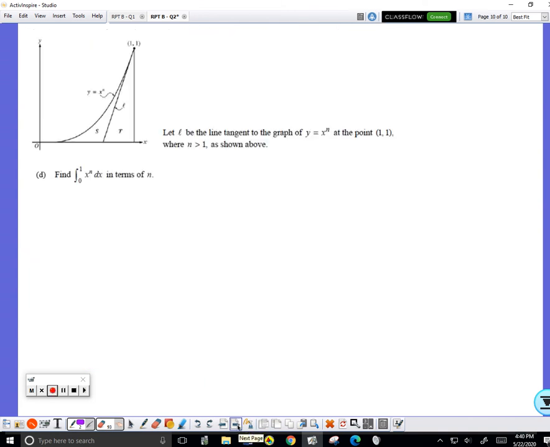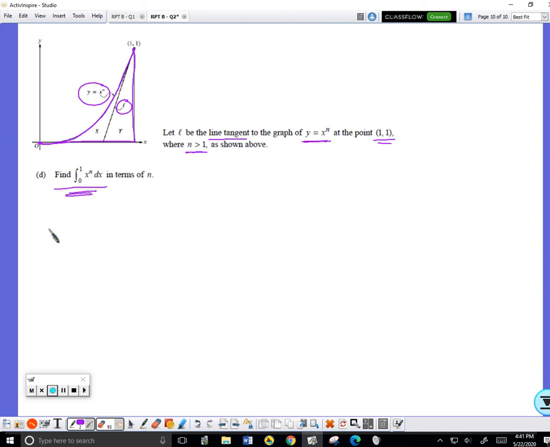Okay, let L, here's L, be the line tangent to the graph y equals x to the n. So here's x to the n at (1, 1). So that's right here. So the line is tangent right there, where n is greater than 1. Find the integral of x to the n from 0 to 1. So here's 0, here's 1. Find the integral of x to the n. So I'd be looking for this area. Trouble is that's a curve, so I can't find the area with geometry. But hey, I can use a formula.